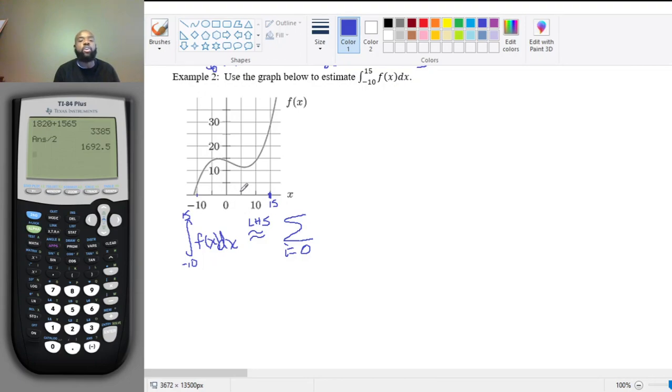0 to 5 is a third. 5 to 10 is a fourth. 10 to 15 is a fifth. So there's n equals 5. I'm going to use n equals 5.